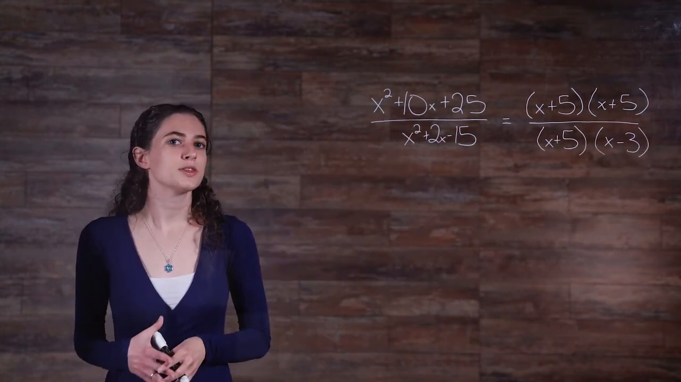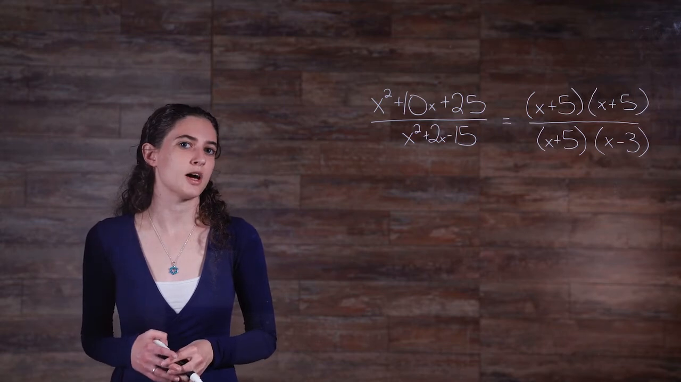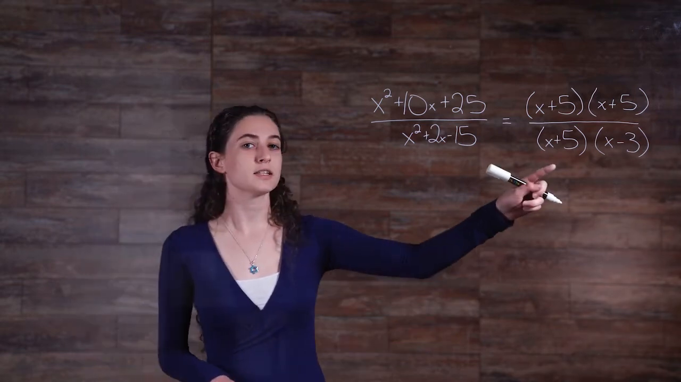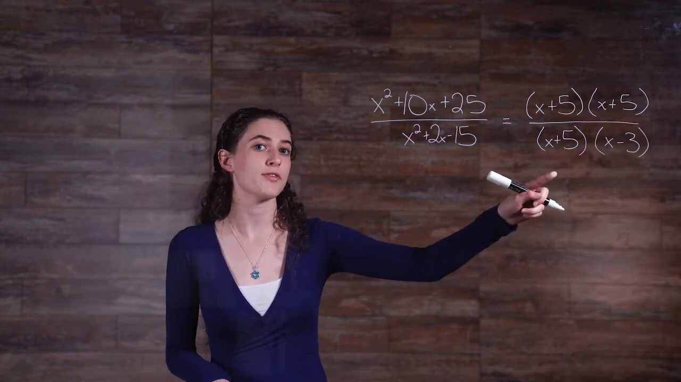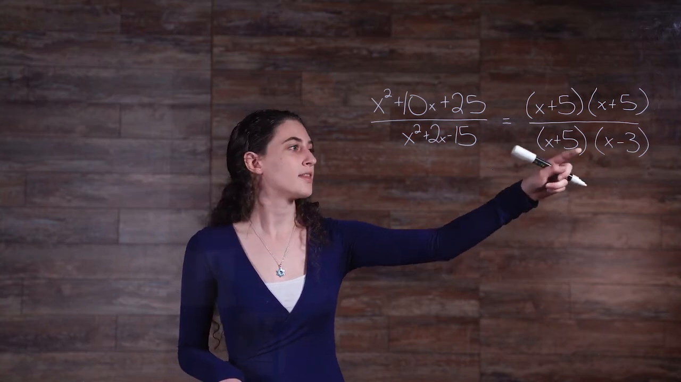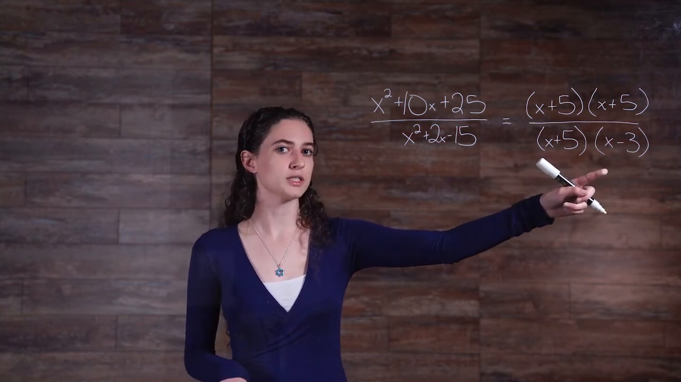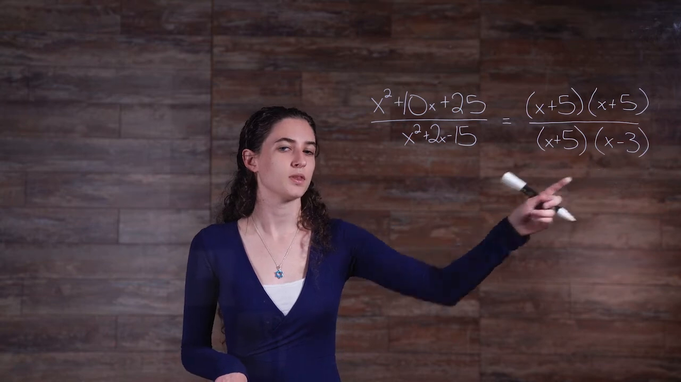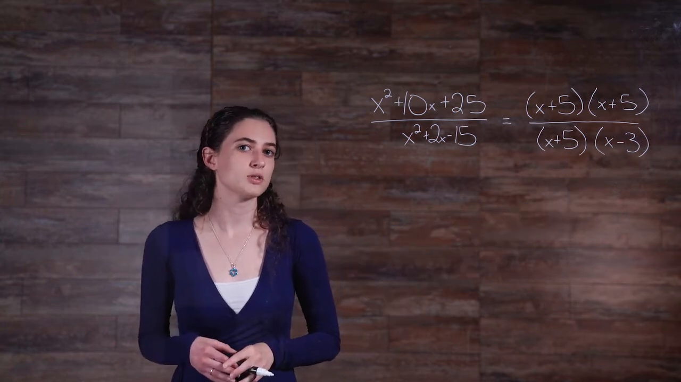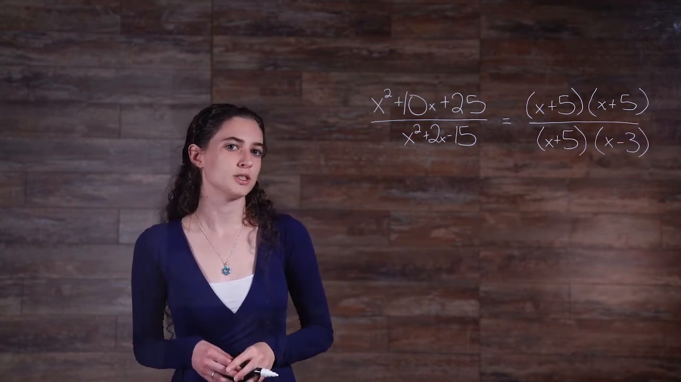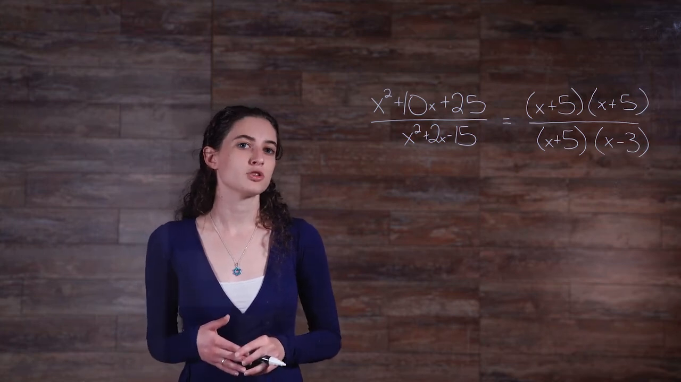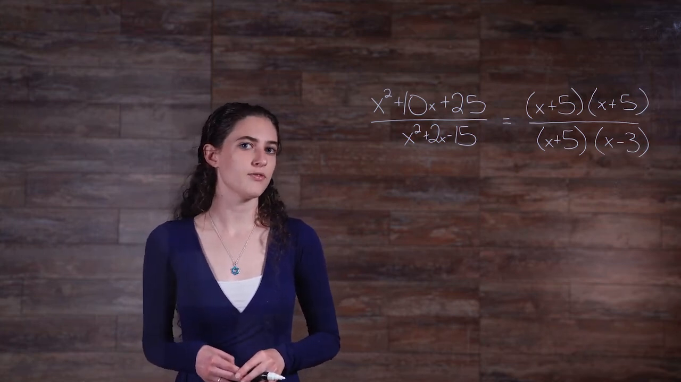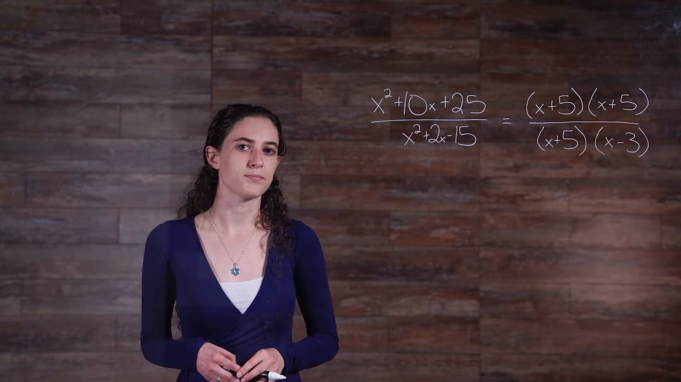Then we're going to determine the domain restrictions from the factored denominator. The factor x plus 5 would equal 0 if x equals negative 5, and the factor x minus 3 would equal 0 if x equals 3. If either of these factors equals 0, then the denominator would equal 0. Therefore, the domain restrictions are x equals negative 5 and x equals 3.